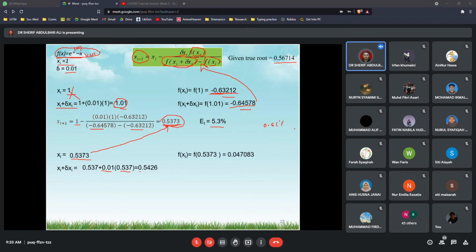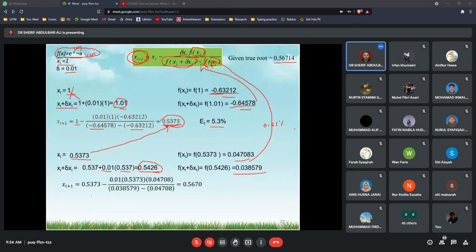So the answer is 0.54. So now I need to find the function for this value. So the answer is 0.038. So I have now these four values. I will put them again inside these equations to find a new value of xi plus 1. So xi plus 1, you can look from here, it's 0.5671. If you look at this value and the true value, they are almost equal to each other. So the error is 0.02%.